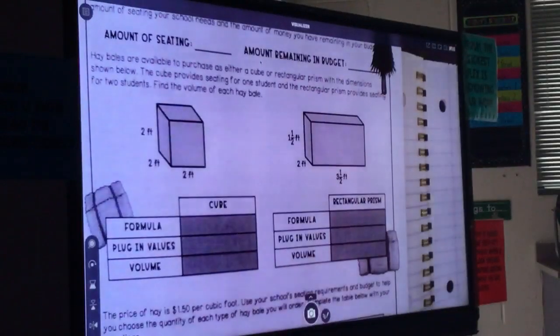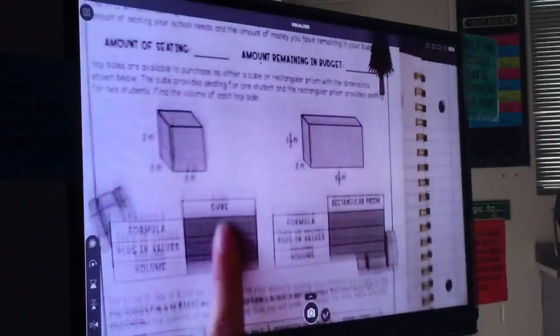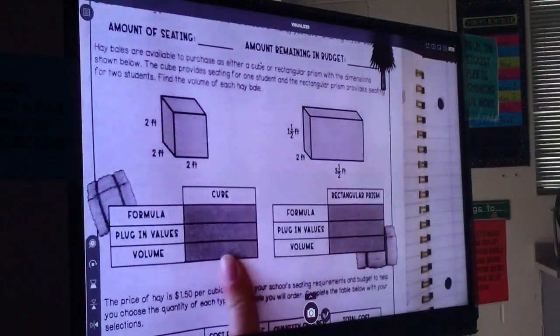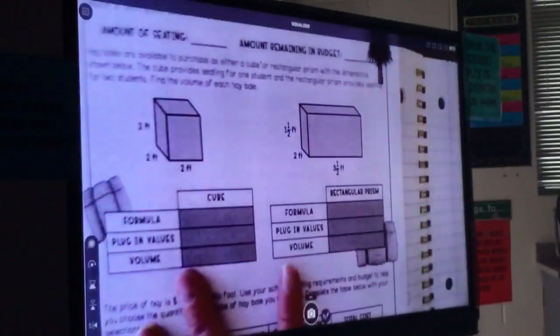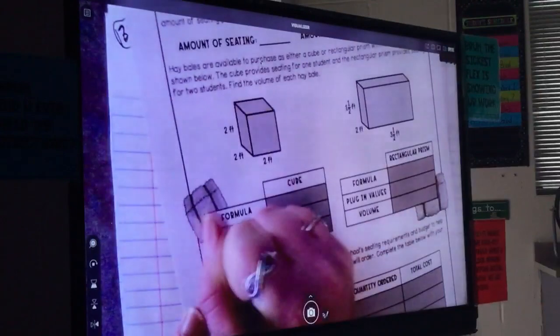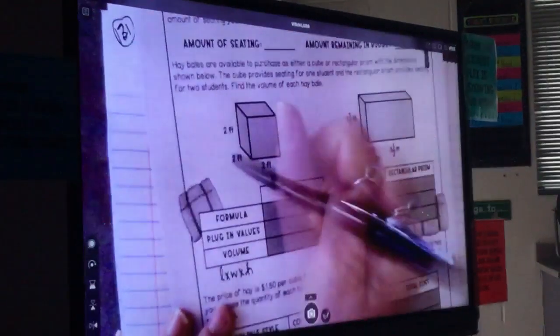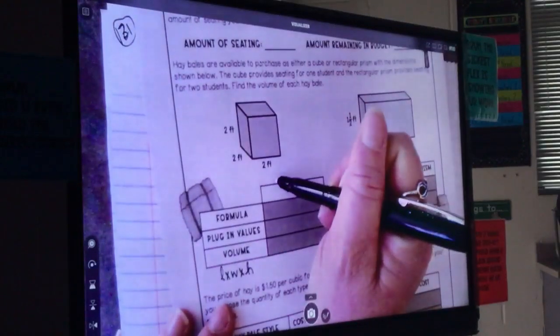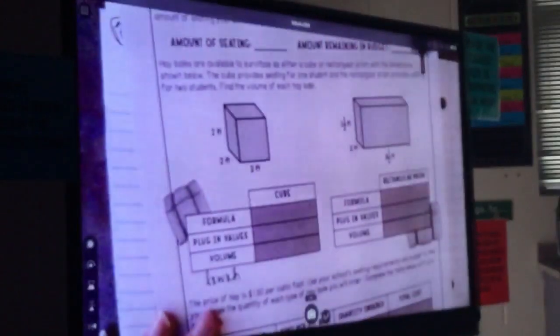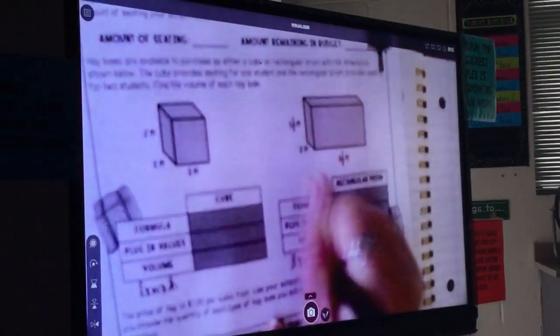And again, guys, this is all stuff that we've done. You guys should see this and say, okay, this looks really familiar. Now, I know it talks about volume. So for volume, it's just length times width times height. Okay, so you would just do 2 times 2 times 2. Okay, does that make sense? Yes or no? Okay, and same thing with this one, length times width times height.